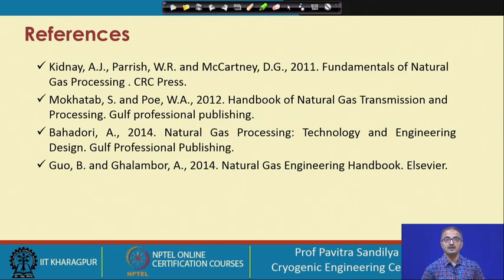You can find more detail about these processes from these references.